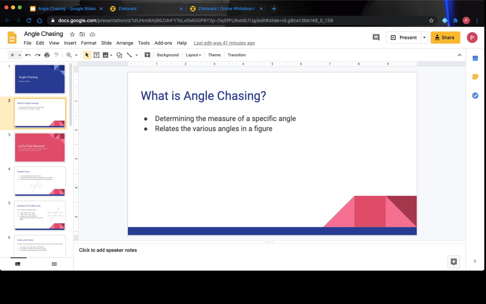First of all, what is angle chasing? Angle chasing is basically using the relationships between the angles to determine more information about unknown angles and angles that we want to find more information about.